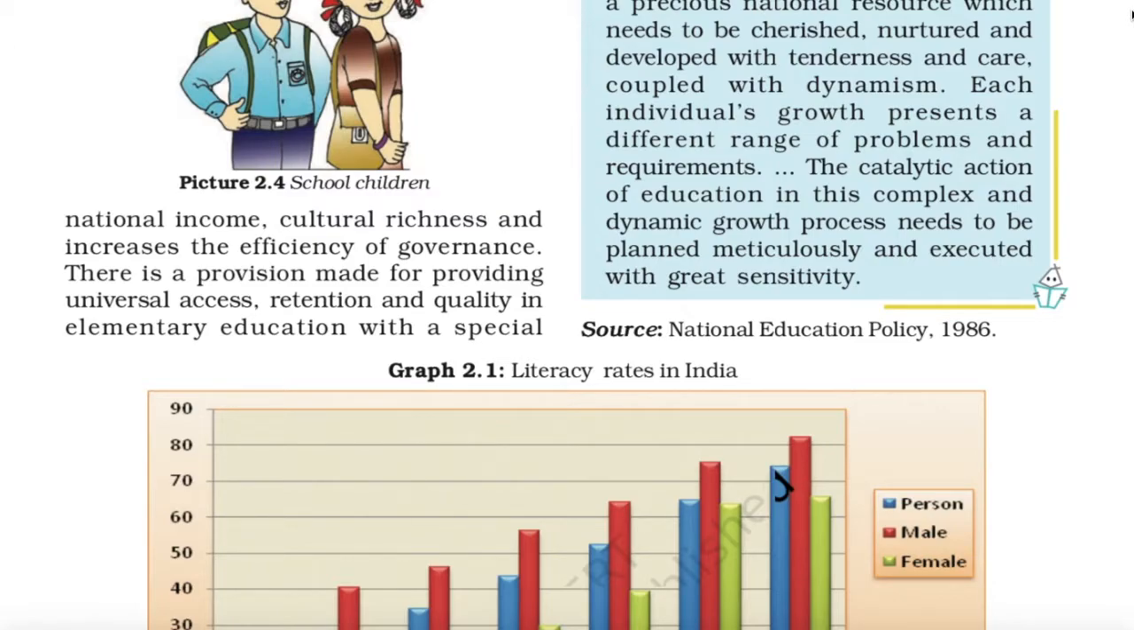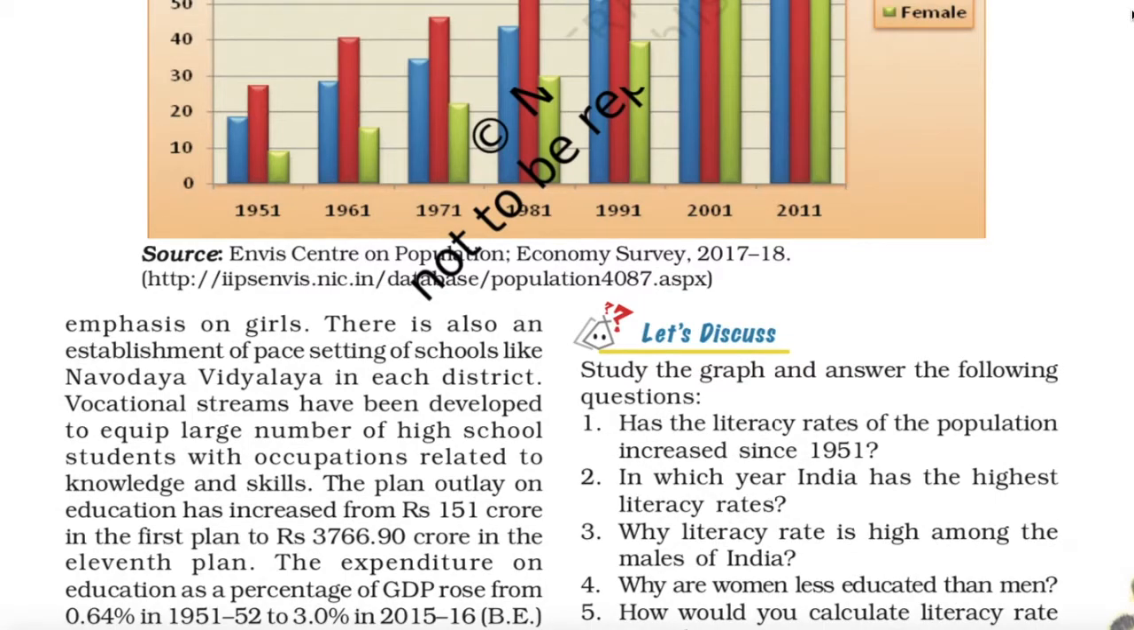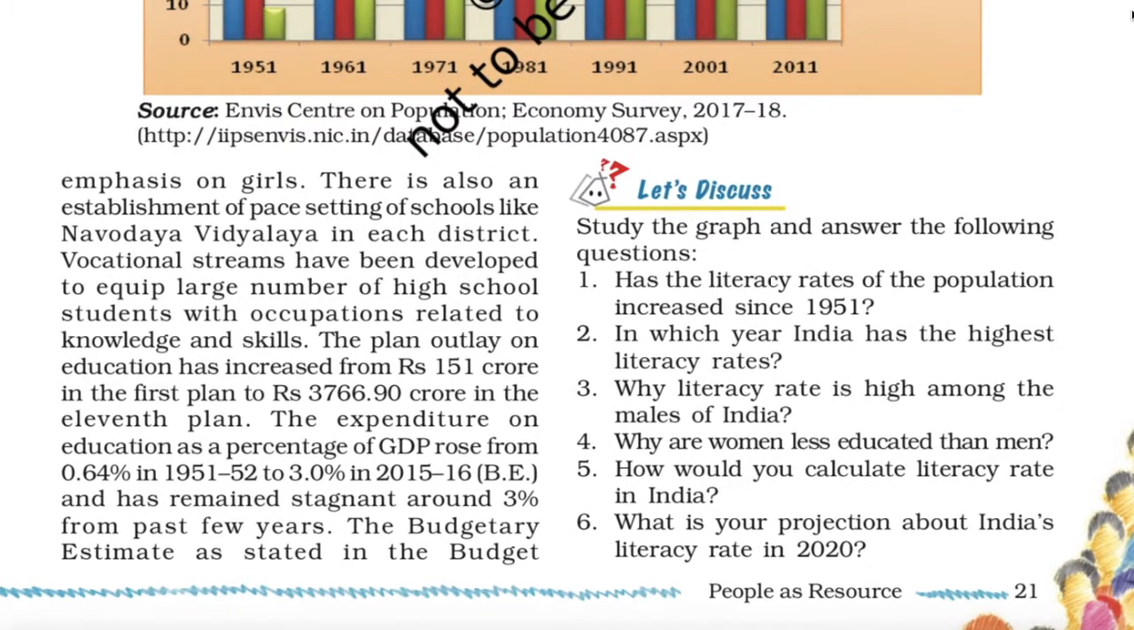There is a provision made for providing universal access, retention, and quality in elementary education with a special emphasis on girls. There is also an establishment of pace-setting schools like Navodaya Vidyalaya in each district. Vocational streams have been developed to equip a large number of high school students with occupations related to knowledge and skills.